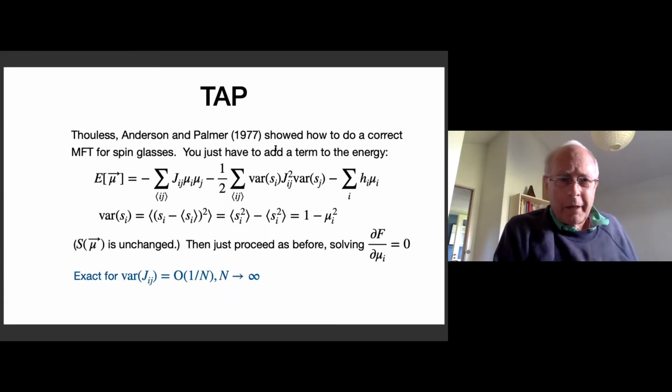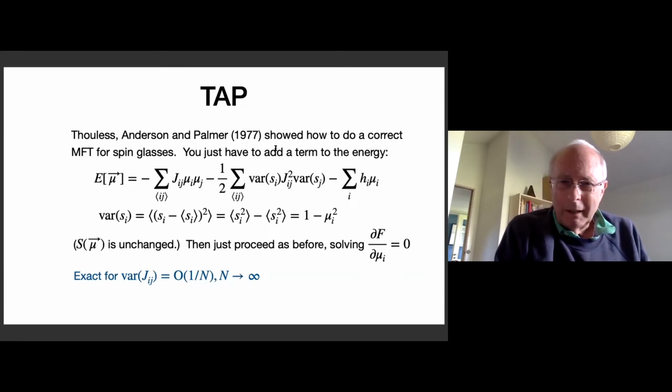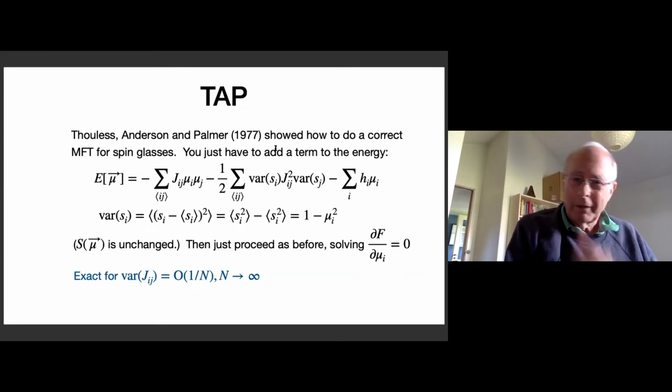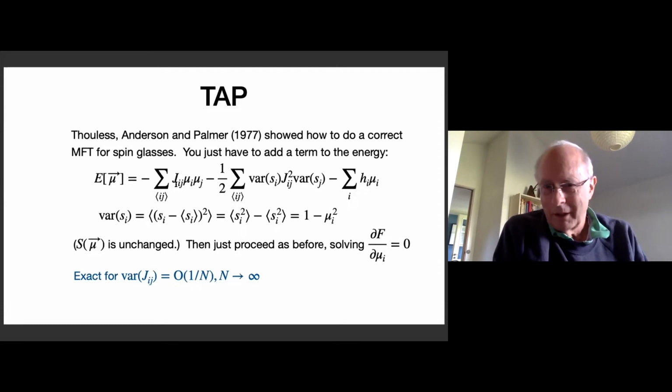In 1977, David Thouless, Phil Anderson, and Richard Palmer showed how to do a correct mean field theory for spin glasses. It was a frustrating paper because they didn't really say how they got it. But the answer is quite simple. You have to change the energy term in the free energy. The first and last terms here are just the ones you'd have in naive mean field theory. But when things are fluctuating, the next thing you get involves J_ij squared, where there was J before. You obviously need this because if the average J is zero, then the first term isn't there at all. So you have to go on to the fluctuations.